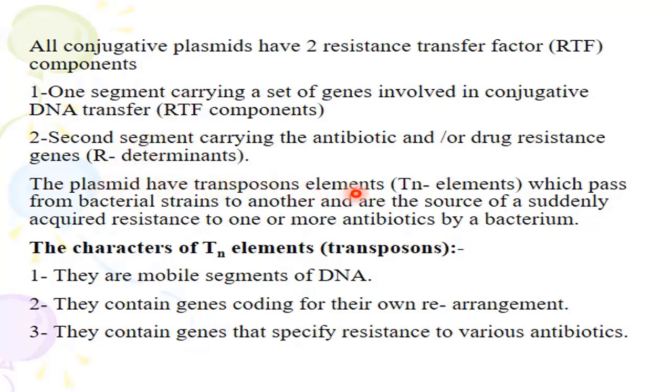Now we will talk on the third genetic elements, transposon elements or Tn elements, which are also called jumping genes, which can pass from one bacterial strain to another, and also between chromosome and plasmid, or plasmid and chromosome, or chromosome to chromosome, by jumping movement. Thus it's called jumping gene.